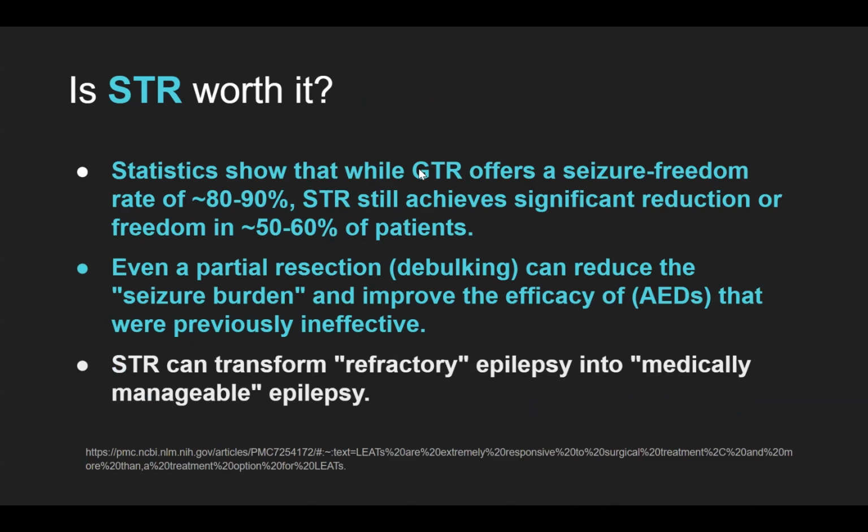If you are giving gross total resection to the patient, then there is a very good chance that the patient will be seizure free, 80 to 90%. But even if you are offering subtotal resection to them, then there is a chance of seizure freedom in 50 to 60% of the patients. And sometimes, even if they are not completely free, the frequency of seizures does decrease. So, even a partial resection can reduce the seizure burden and improve the efficacy of AEDs that were previously ineffective. So what this is doing is subtotal resection can transform refractory epilepsy into a medically manageable epilepsy.